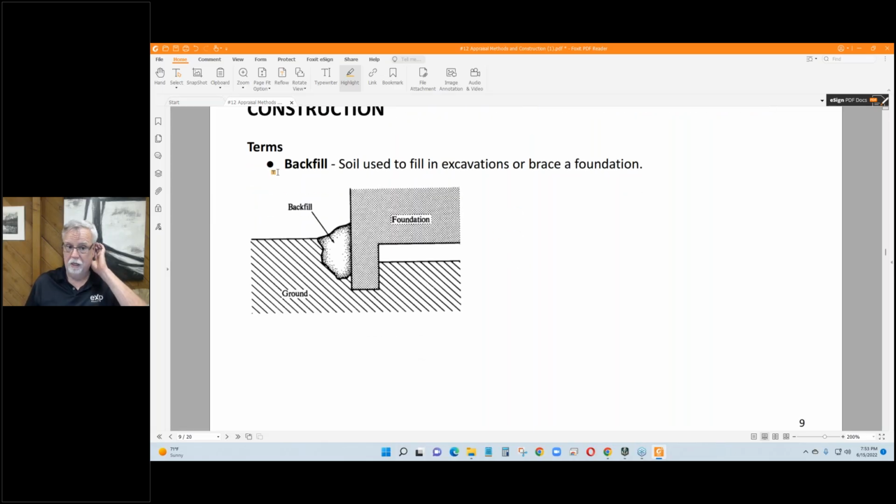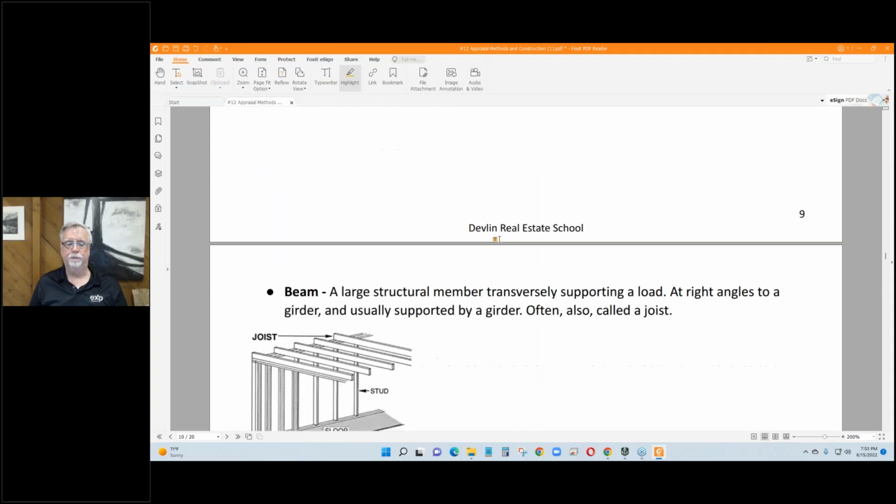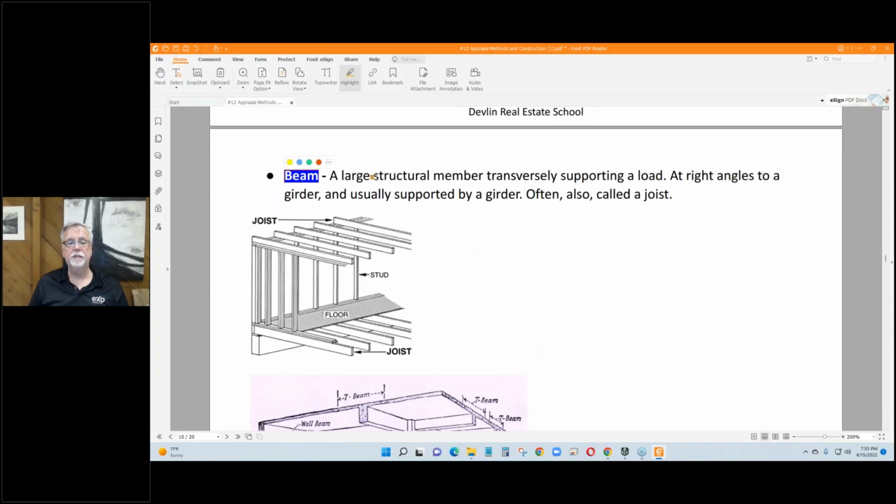They ask about it. So backfill is used in excavations to fill in or brace a foundation. Fill back in. So they dig a trench for the foundation, fill it back, that's called backfill. A beam is a large structural member transversely supporting a load at right angles to a girder, and usually supported by a girder, also called the joist.